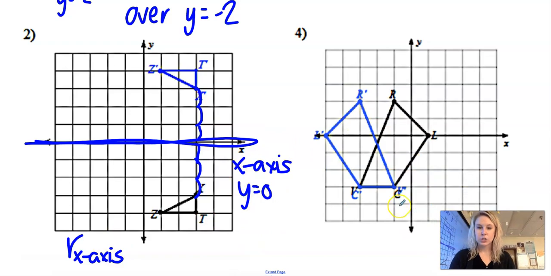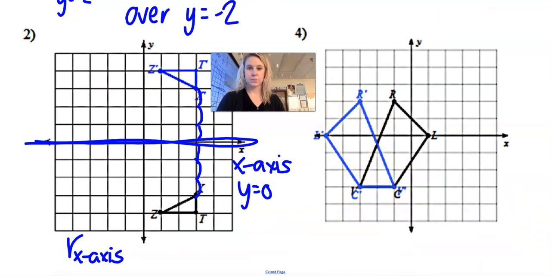All right, you try 3 and 4. Write the rule for that reflection and see if you can draw the line of symmetry. So press pause, try 3 and 4.